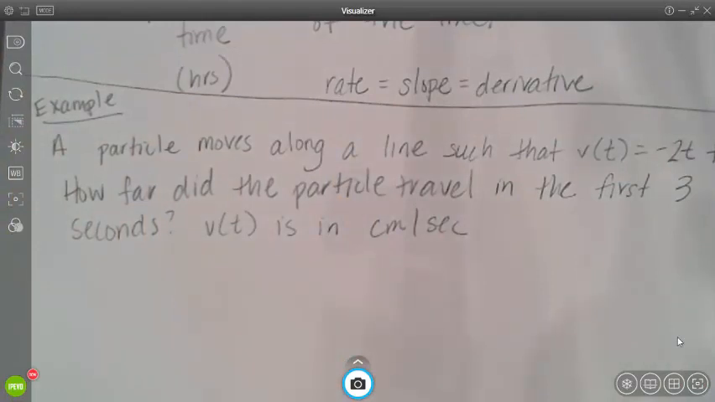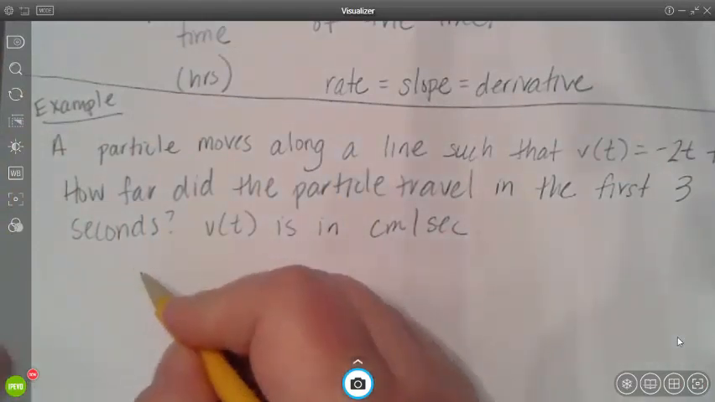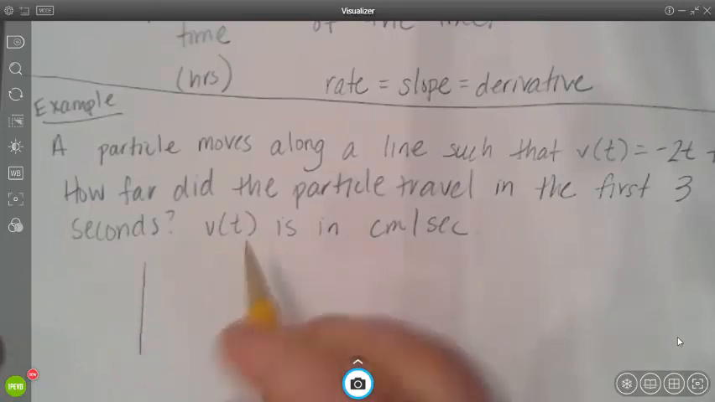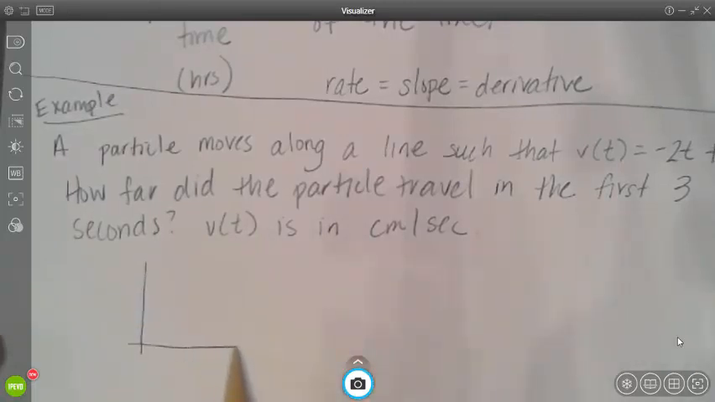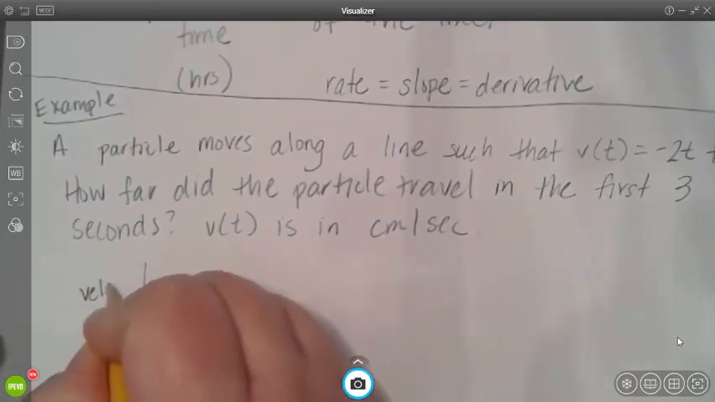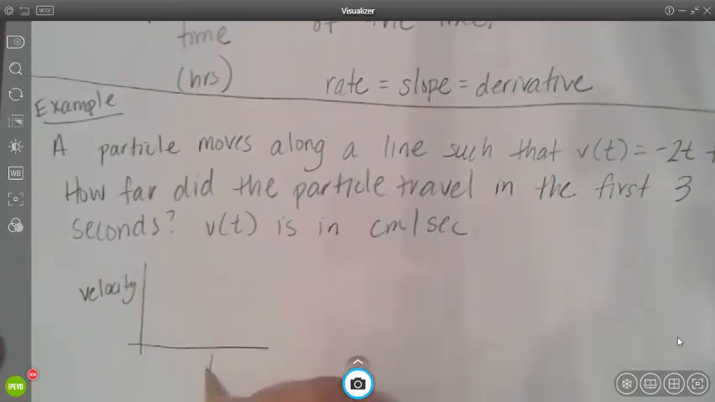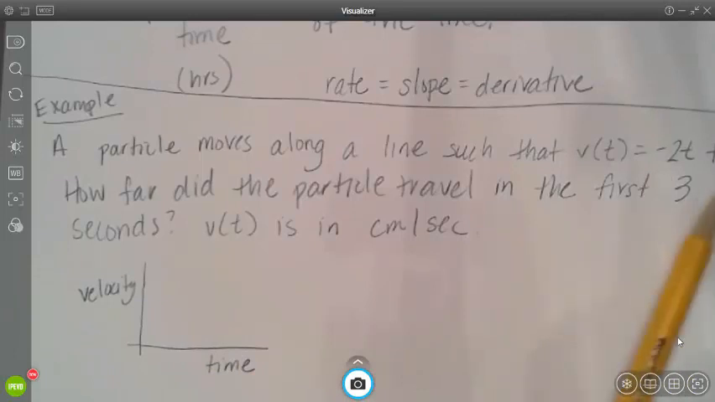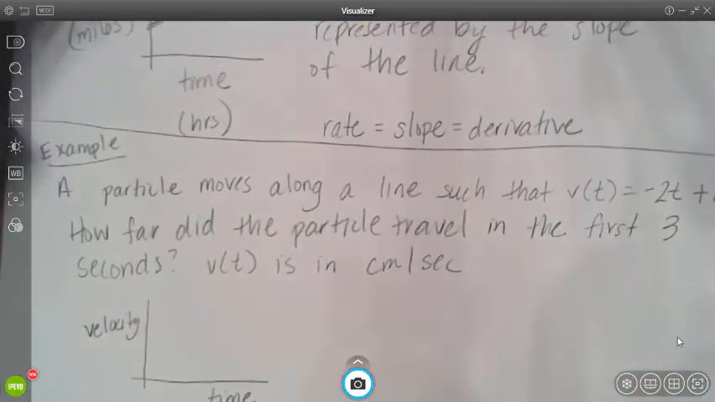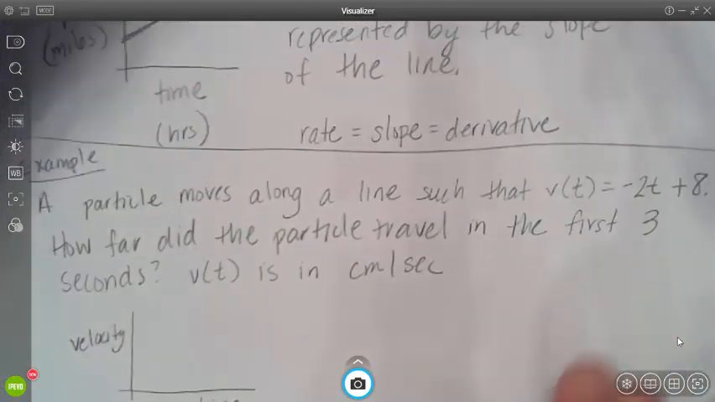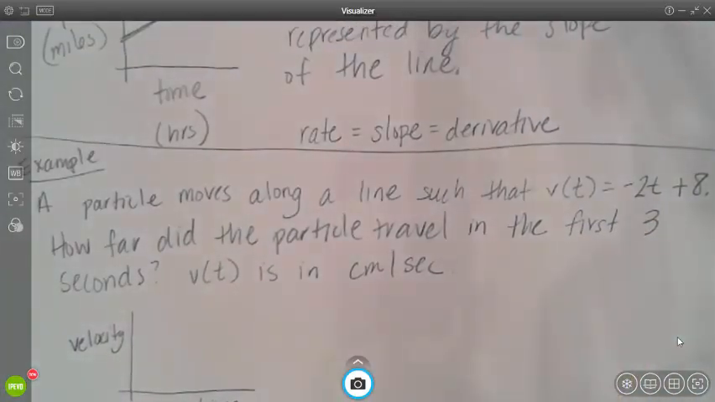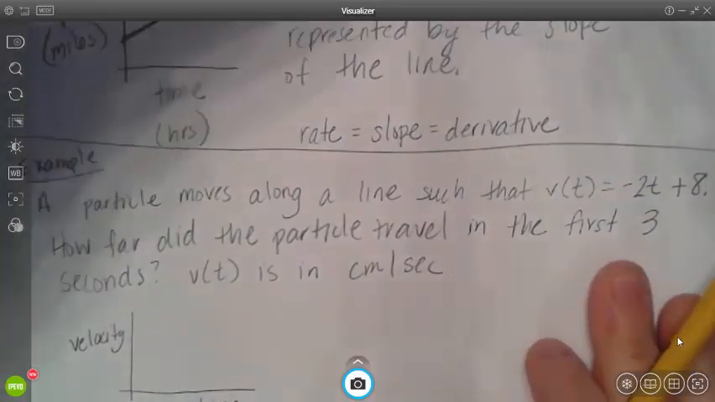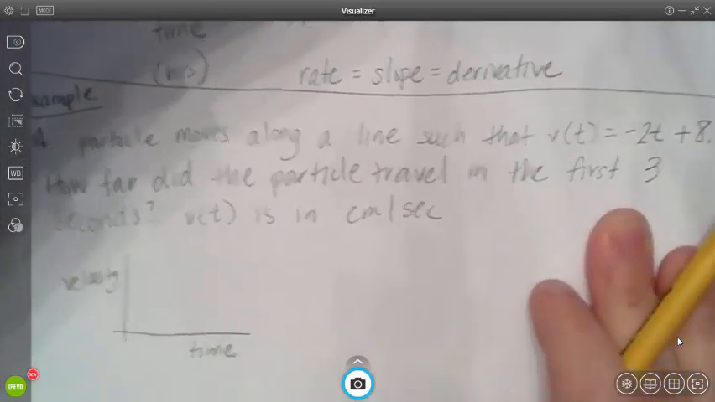Okay? So I'm going to draw a graph of velocity. I'm going to draw my velocity graph here. So I've got velocity versus time. And this is pretty easy, right? I've got a linear velocity function. Sorry, I got to try to get this a little bit higher up maybe. I've got this linear velocity function, negative 2t plus 8. And so 8 is my y-intercept.